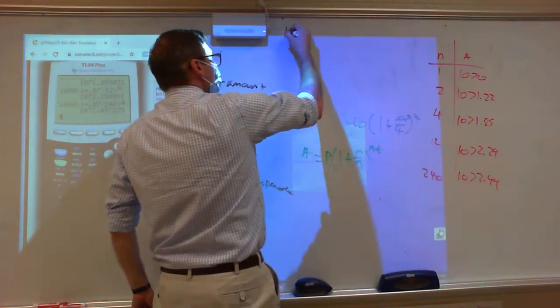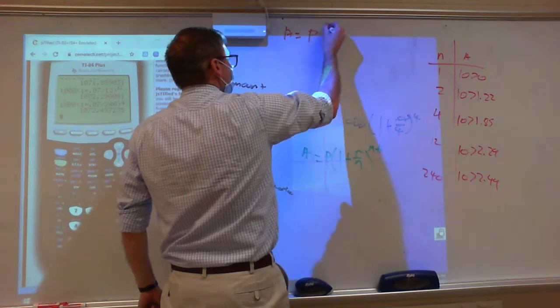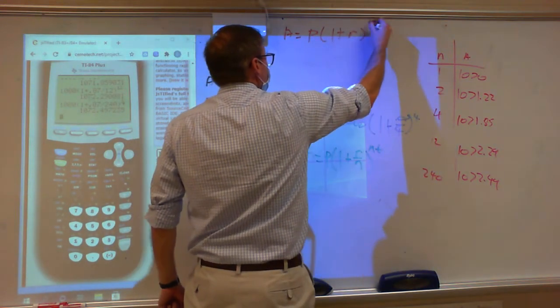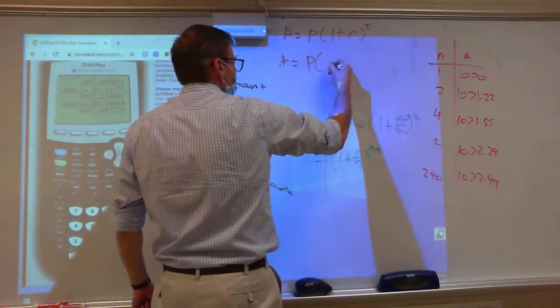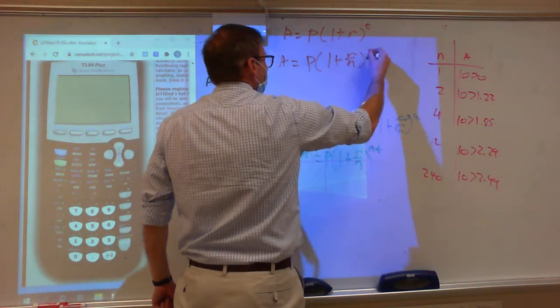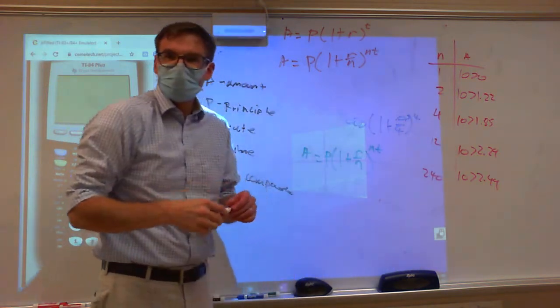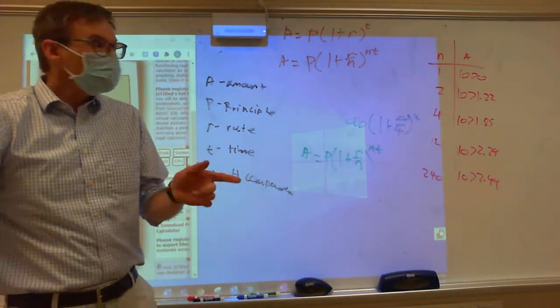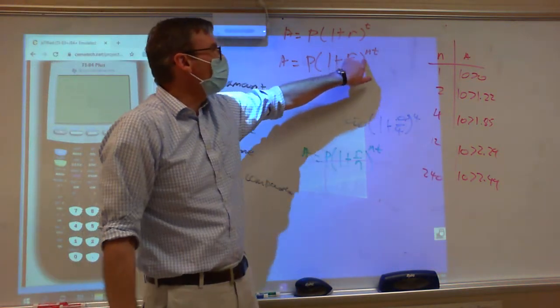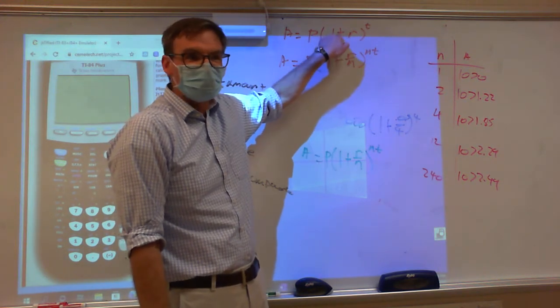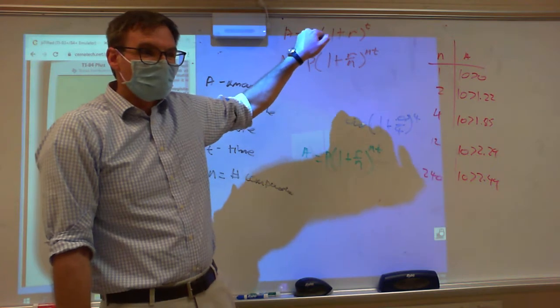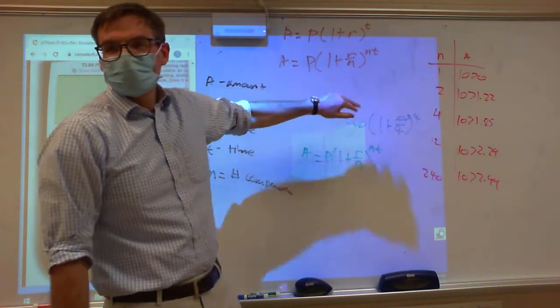So we have our simple interest formula, which was A is equal to P times (1 plus R) to the T. And then we have what is called the compound interest formula, which is P times (1 plus R over N) to the NT, right? And just so you know, if N equals 1, then you get this first formula. Do you see if N equals 1, then we just get the simple interest one? And this is called the compound interest formula.